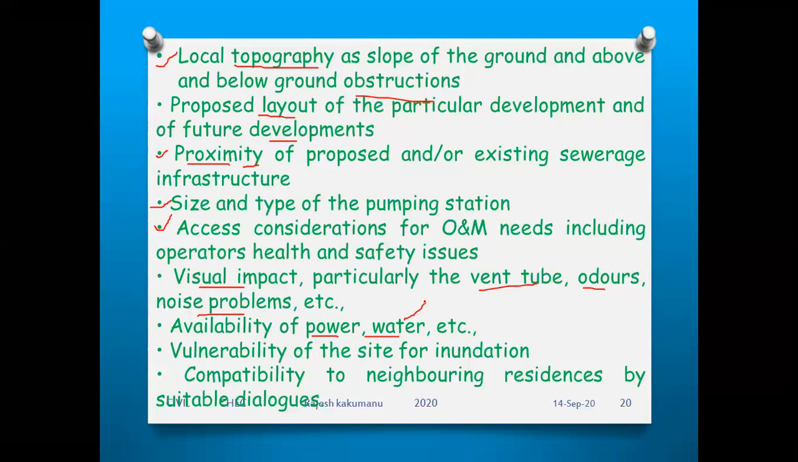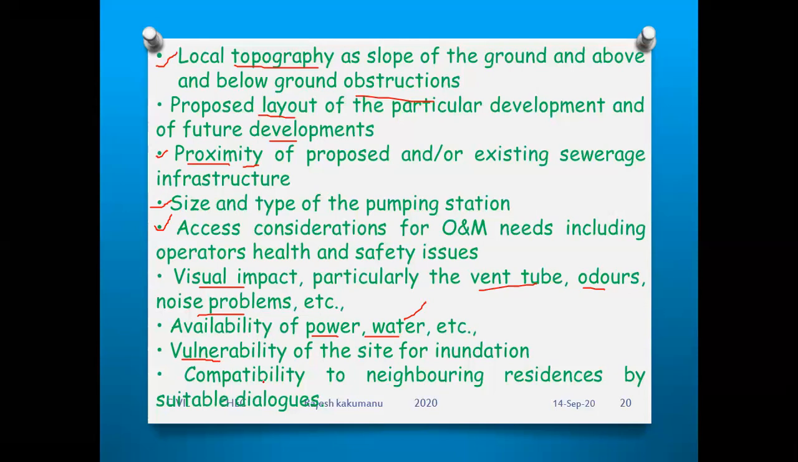Vulnerability of site for inundation. So vulnerabilities means the availability of resources. How much it is there. How much resource availability we have whenever you are going for this installation.